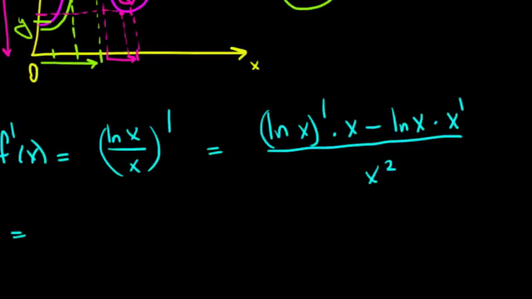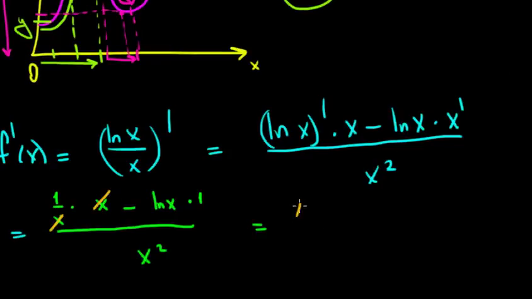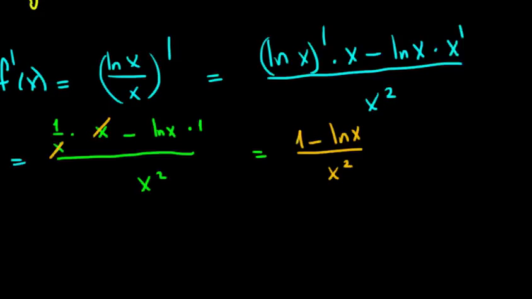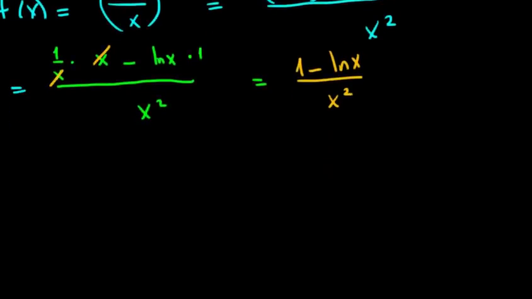Okay, well that's equal to, what's the derivative of ln x? That is 1 over x. So we have 1 over x times x minus ln of x times the derivative of x, which is just 1, divided by x squared. Okay, what do we do now? x and x cancel out, and we're left with 1 minus ln of x divided by x squared. Okay, 1 minus ln of x divided by x squared has to be positive for the function to increase.